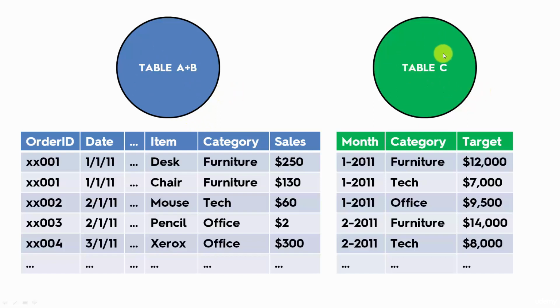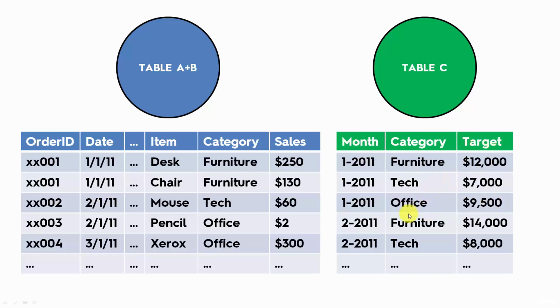Now we've also got table C, which we want to connect, or somehow link these two so that we can compare the sales to the targets. But the thing is that table C has a very different level of granularity. The level of granularity here is actually at an item level for each individual order, whereas here, the table is much less granular. It's got month, it's got category, and it's got the target.